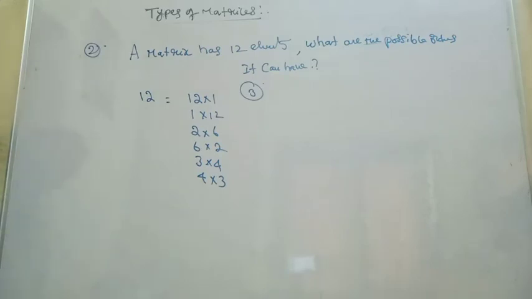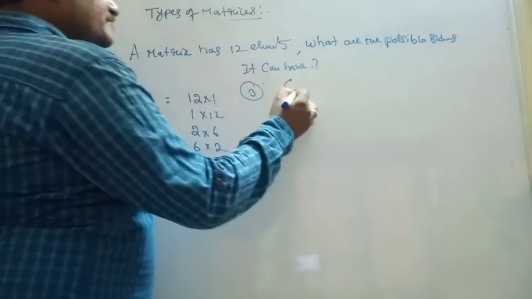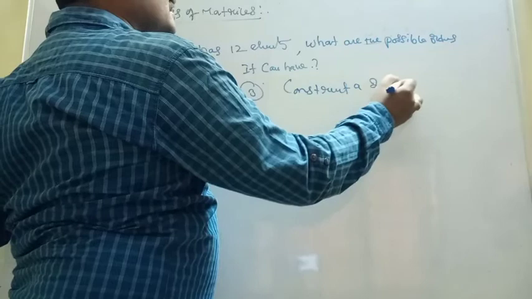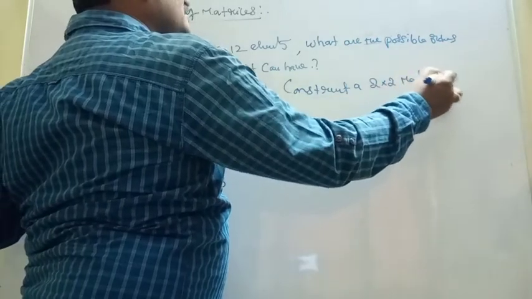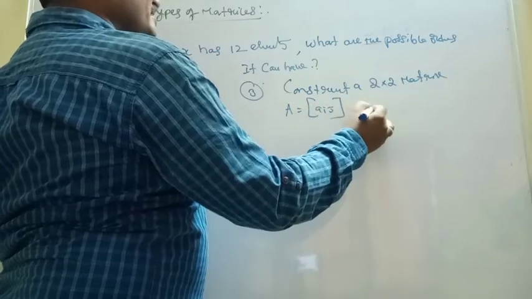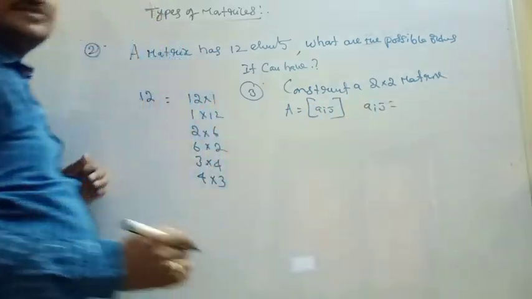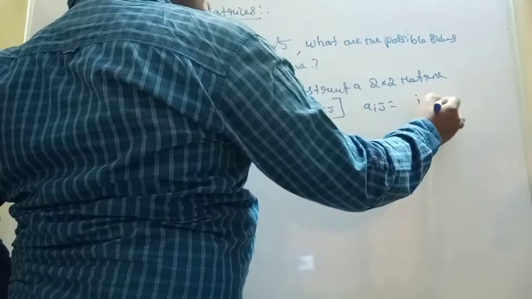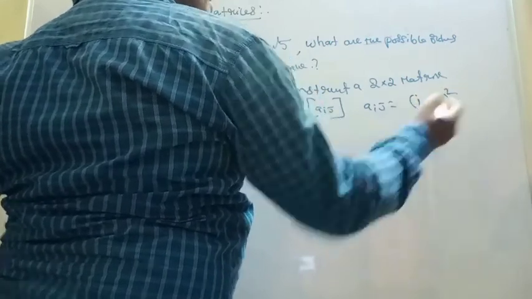Construct a 2 by 2 matrix whose elements are given by the relation Aij equals (i plus 2j) whole square by 2. Construct a 2 by 2 matrix, where Aij is given by (i plus 2j) whole square by 2.